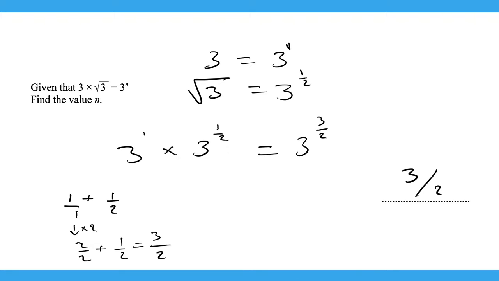Now, as you can see, again, we've just worked step by step over here. We've converted 3 into an index, 3 to the power of 1, and we've converted root 3 so it has a power. And now we're multiplying those two numbers, and when we're multiplying, we're adding the powers together. So we would just end up adding 1 to a half, and that's going to give us 3 over 2, which is our final answer.